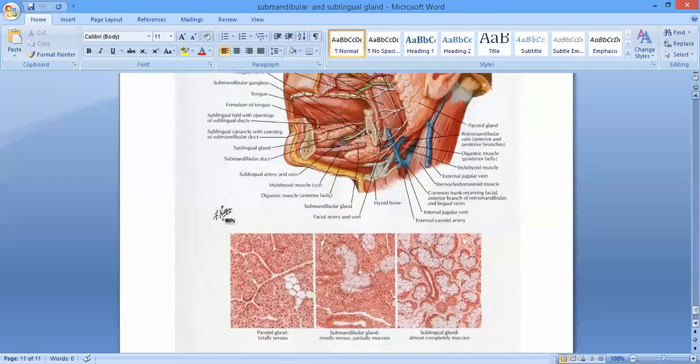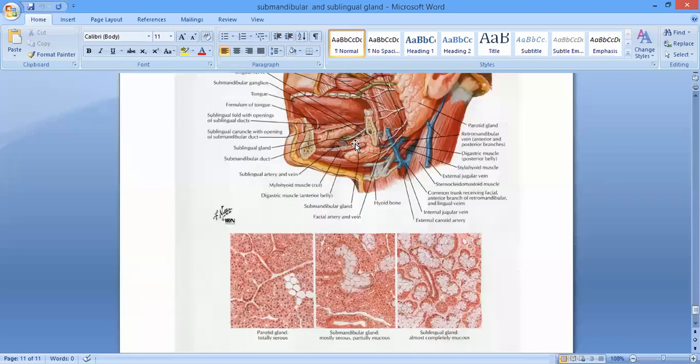You can see this deeper part, it is sandwiched basically between the mylohyoid and the hyoglossus, right? So mylohyoid is coming on its lateral aspect and hyoglossus on its medial aspect. And this gland, if you trace it posteriorly, it is going to be continuous with the superficial part of the gland around the posterior border of the mylohyoid muscle. Here you can see this one, right?